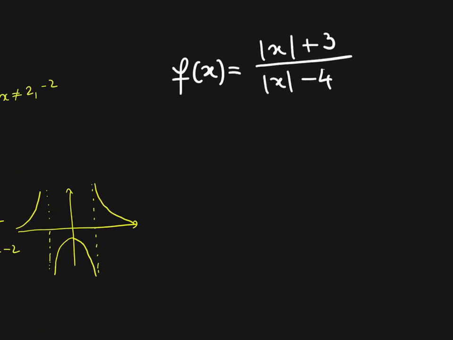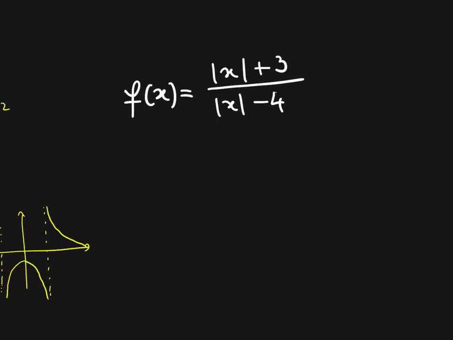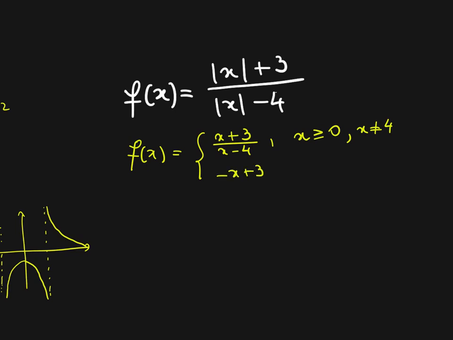How about if we have something like this? Well, we can take the same approach with a piecewise function and write f of x equals x plus 3 over x minus 4 for x bigger or equal than 0, x is not 4, and minus x plus 3 over negative x minus 4 for x smaller than 0. And then graph each branch.